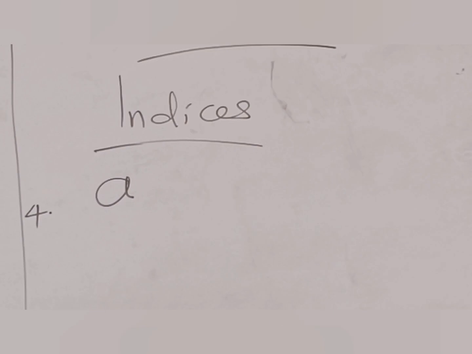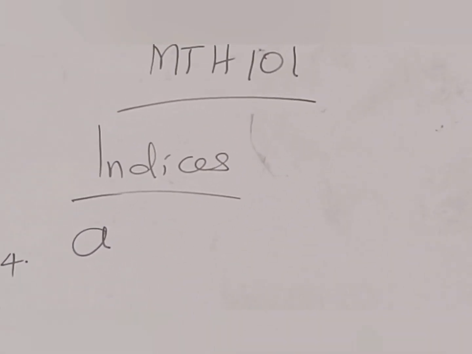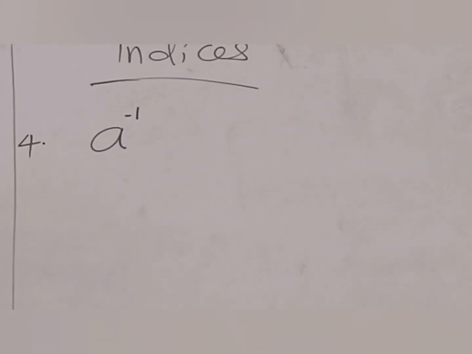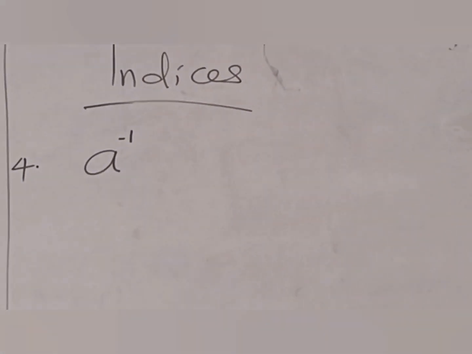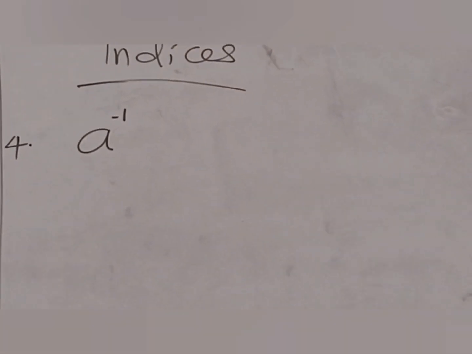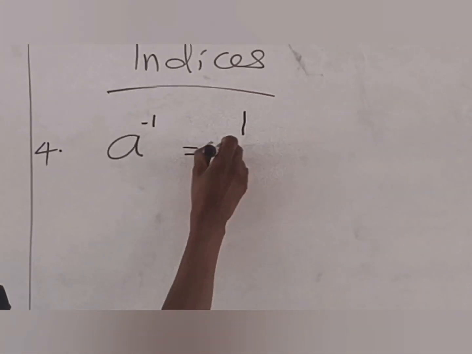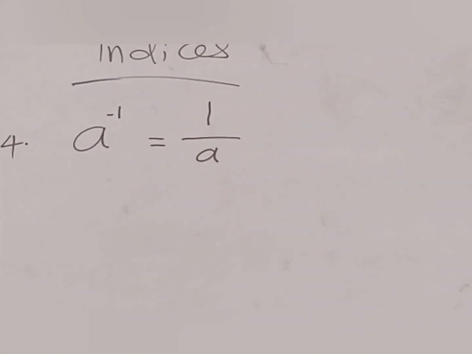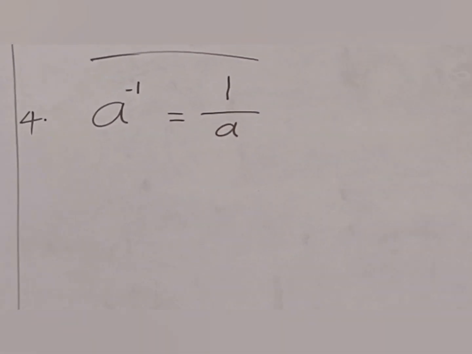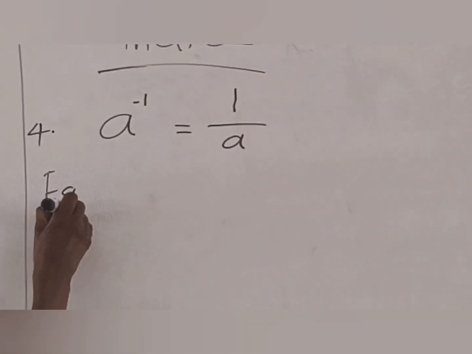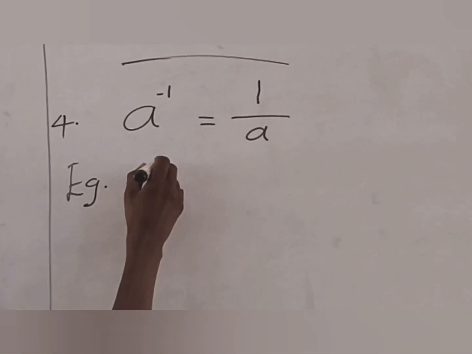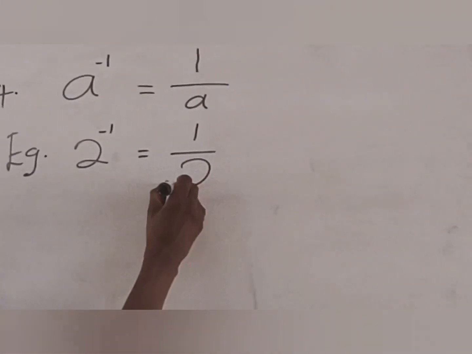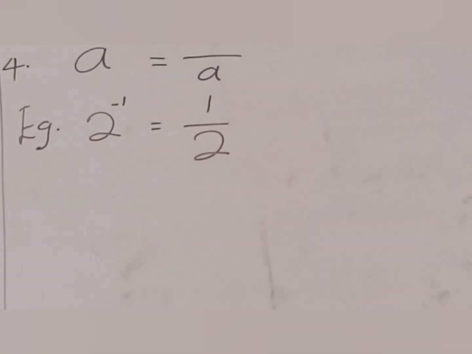I hope you are not confused, Nasiba. Are you following? Okay. If you pick a number to the power negative 1, it's the same as 1 over the number. Are you all here? So 2 to the power negative 1 is the same as 1 over what? 2. Can you see that? Yes.